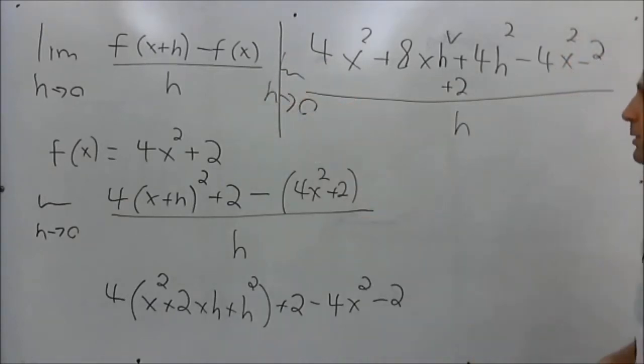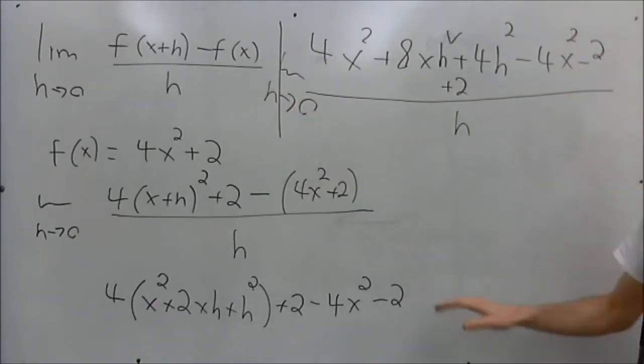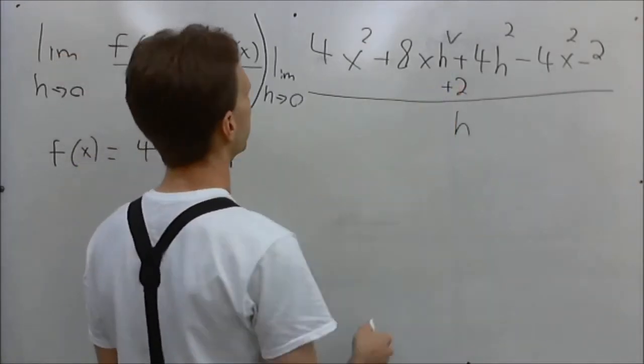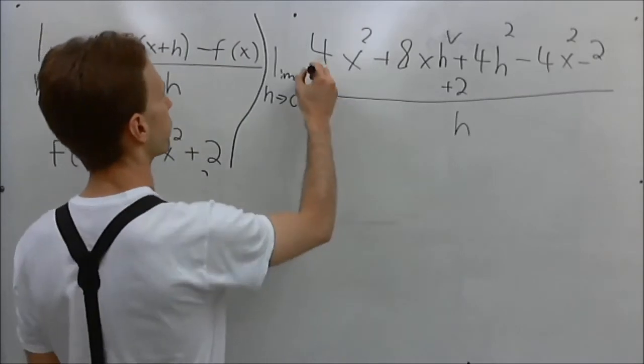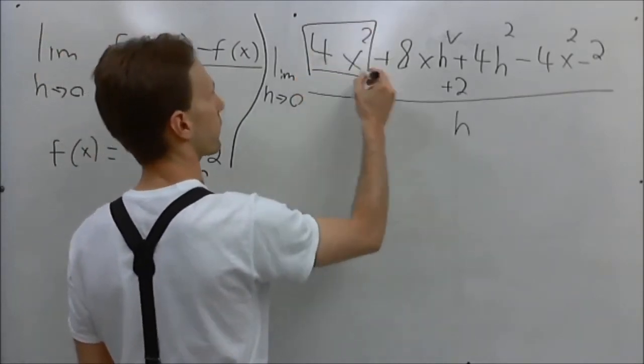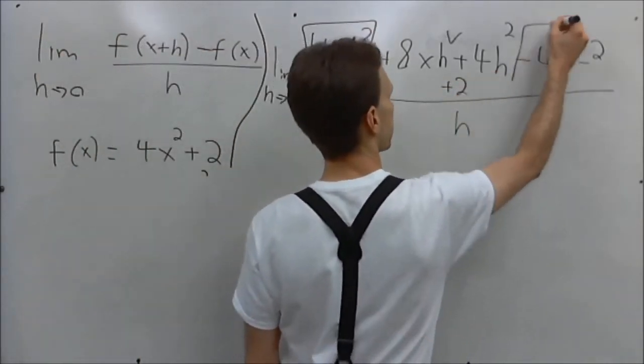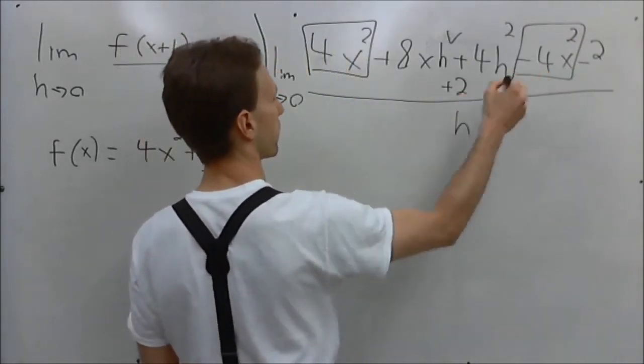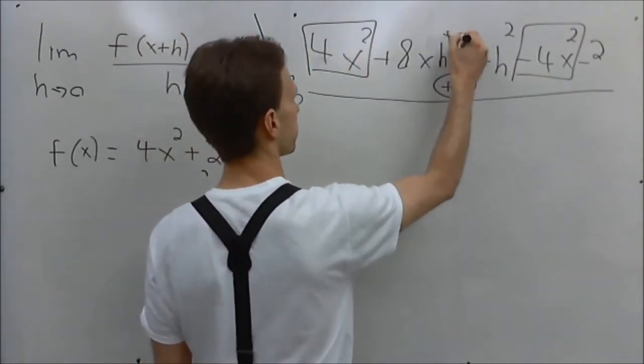Sorry that it's so sloppy. I'm going to erase this and clean up. There we go. Don't forget about that too. So what's going on here? The 4x squareds are going to cancel. And the 2s are going to cancel too. We have a plus 2 and a minus 2. So for those, they drop out.